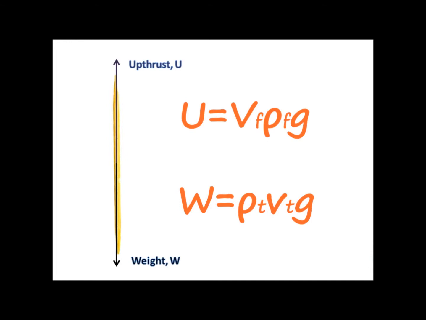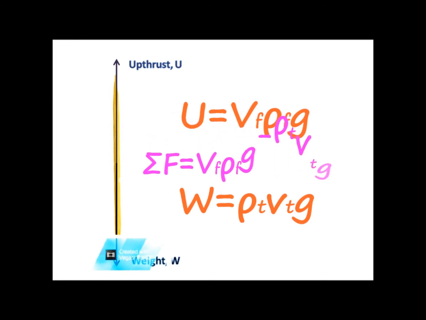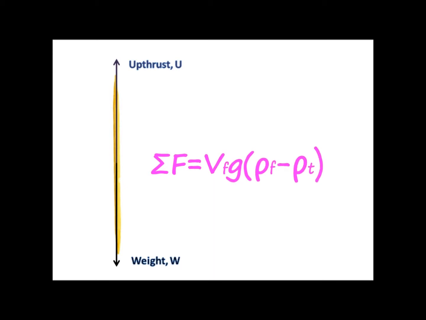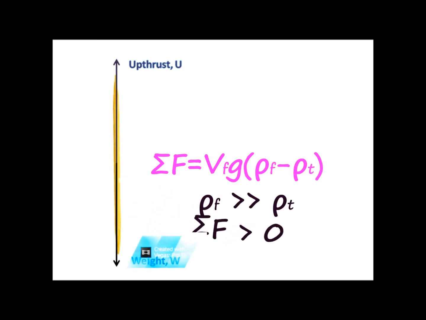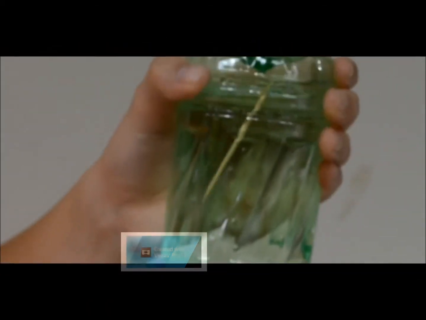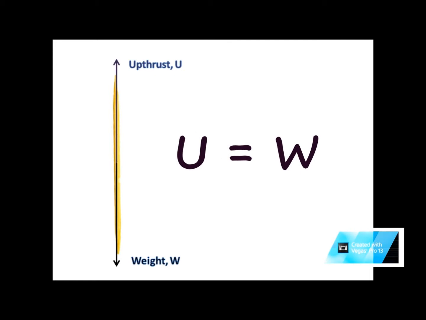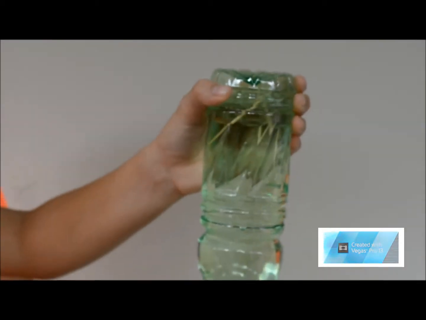Thus, the resultant force acting on the toothpick is given by summation F equals U minus W equals Vf rho f g minus rho t Vt g. Since the volume of fluid displaced is the same as the volume of the toothpick, this equals Vg (rho f minus rho t). Since the density of water is much greater than the density of the toothpick, there will be an upthrust resultant force on the toothpick, causing it to rise upwards to the top of the fluid. By the principle of flotation, the toothpick will float in equilibrium when upthrust is equal to the weight of the object. This is when the toothpick remains at the top afterwards.